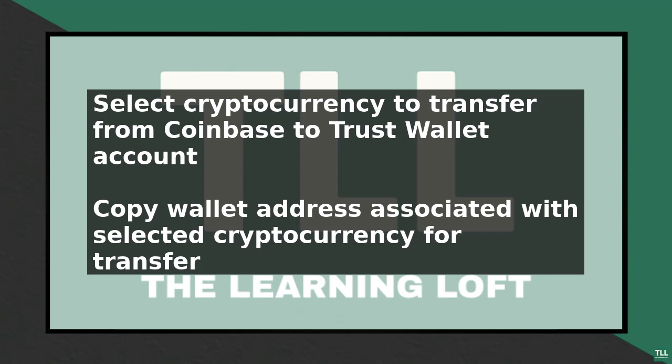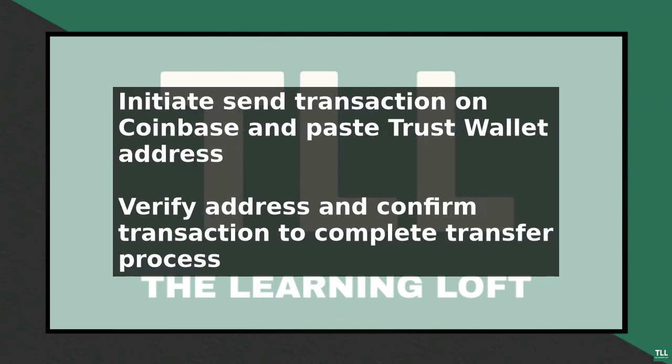Depending on the network congestion and type of cryptocurrency, the transfer may take some time to complete. You can track the status of the transaction on both the Trust Wallet and Coinbase platforms. After the transfer is confirmed, you can view your cryptocurrency balance in the Trust Wallet app.